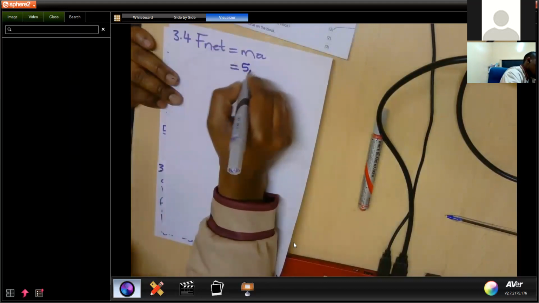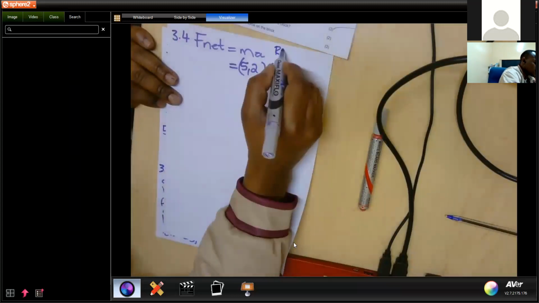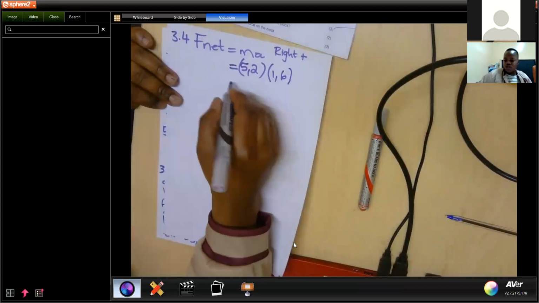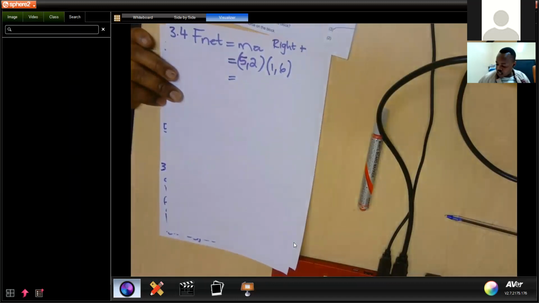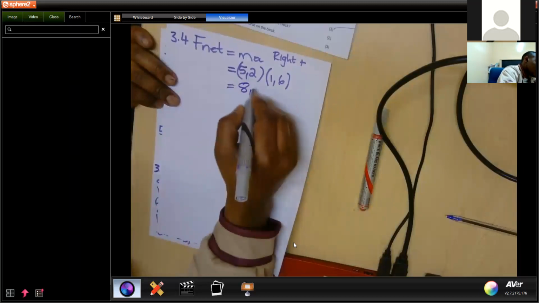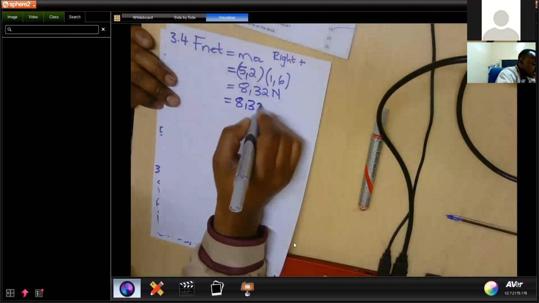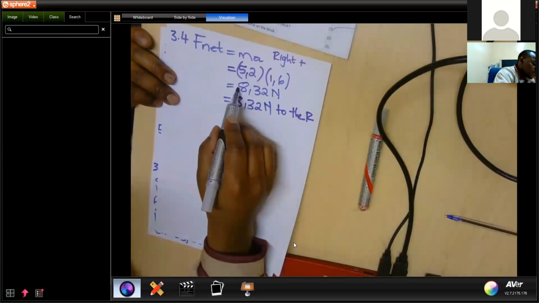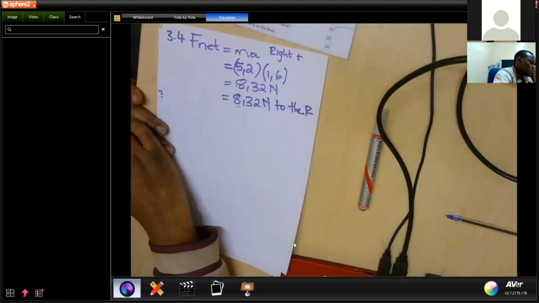So we will substitute there 5.2, and our acceleration was given. And if we say to the right is positive, it means there we will substitute a value of 1.6. Then to calculate our net force, we will say 5.2 and we will multiply that by 1.6, and that is going to give us a net force of 8.32 newtons. And because the value is positive, that will be to the right. Why is it to the right? Because the value is positive and we chose to the right as positive. So our net force there is going to be 8.32 newtons to the right.